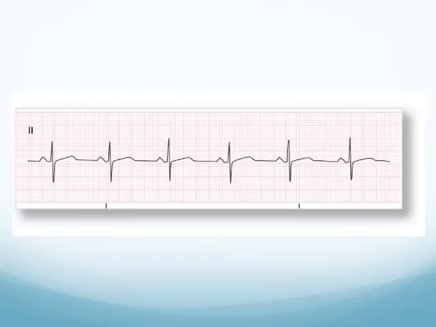Okay, again, we're going to start by determining our rate. If you figure that up, it looks to me like the rate's about 75 beats a minute. We need to determine if it's regular or irregular. It looks to me to be fairly regular. We have a P wave in front of every QRS. Our QRS morphologies are similar. Our P waves are similar. So this is another normal sinus rhythm.